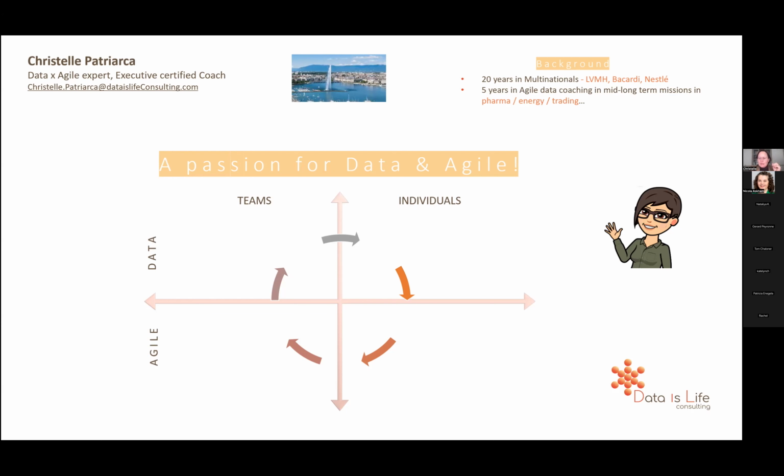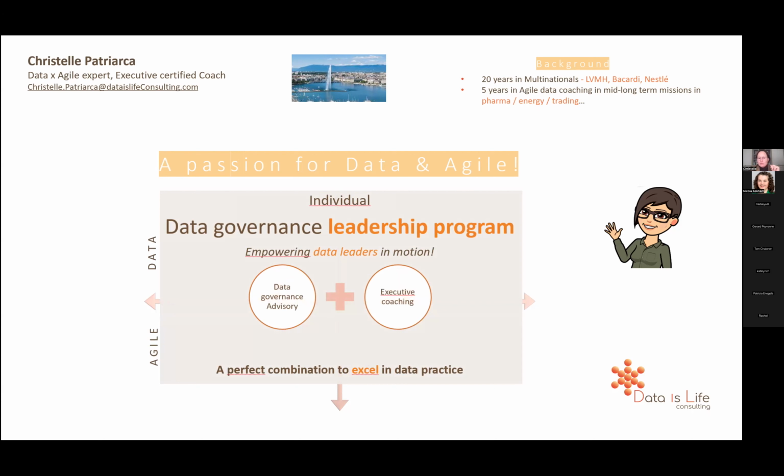And my signature program as of today is an individual data governance leadership program where I'm combining my knowledge of data governance and executive coaching, because you are unable to make a mindset shift if you're not working a little bit on yourself and on your perspective. So both together are getting along very well. And that's what I'm doing these days.